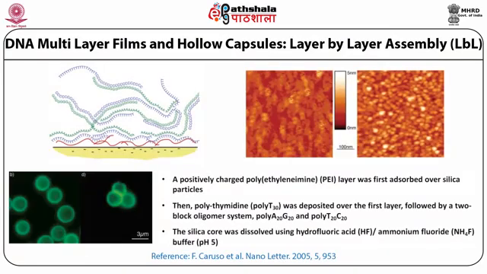One can also form DNA multilayer film or hollow capsule by using a layer-by-layer self-assembly pattern. So in this case, as you see from the cartoon, one can deposit positively charged polyethylene imine polymer onto the silica surface, and you can make it positively charged, and then one can put negatively charged polythymidine residue with 30 mer, that gets electrostatically adsorbed to this polyethylene imine moiety, and then can use a 2-block oligomer system like poly AG or TC.